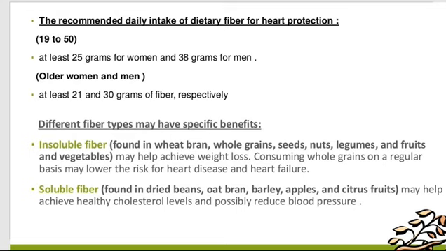Insoluble fiber found in wheat bran, whole grain seeds, nuts, legumes, and fruits and vegetables may help achieve weight loss. Consuming whole grains on a regular basis may lower the risk for heart disease and heart failure. Soluble fiber found in dried beans, oat bran, barley, apples, and citrus fruits may help achieve healthy cholesterol levels and possibly reduce the blood pressure.